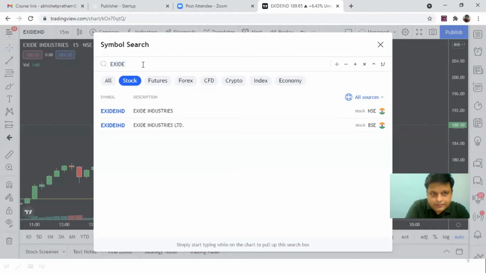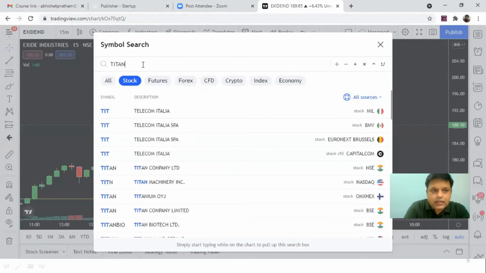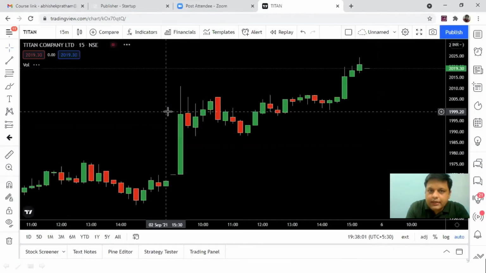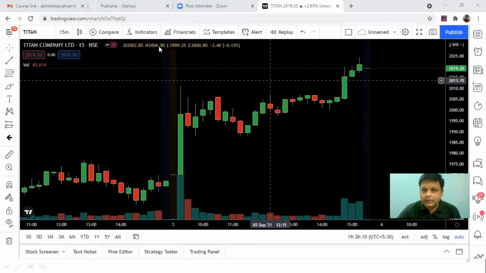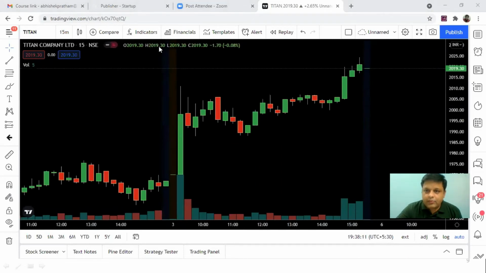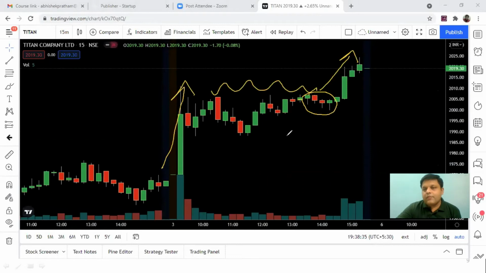Now let us come to Titan, right? So we are looking at a 15-minute chart. What happened in the morning to Titan? Titan shot up. Then what happened? It consolidated. And then finally what happened? It gave you a breakout. Right? And this is where we took our trades today.